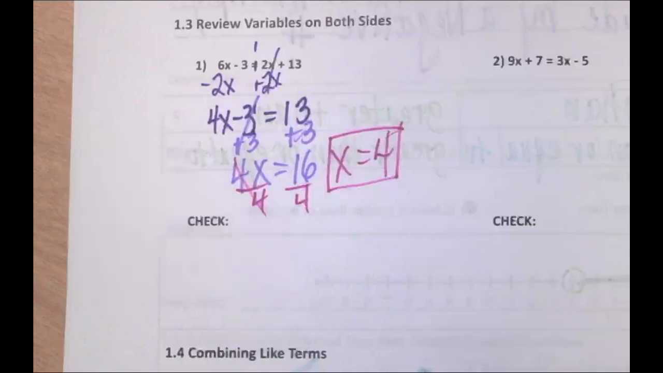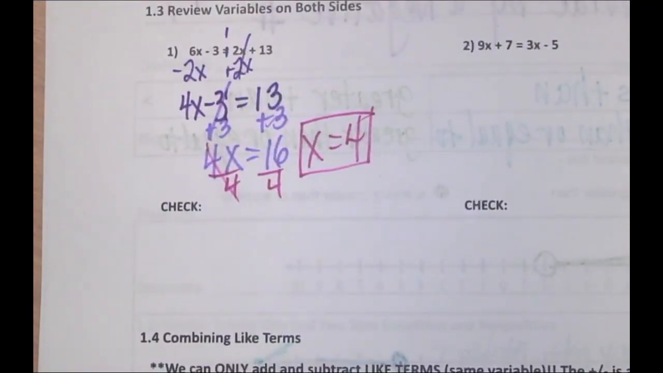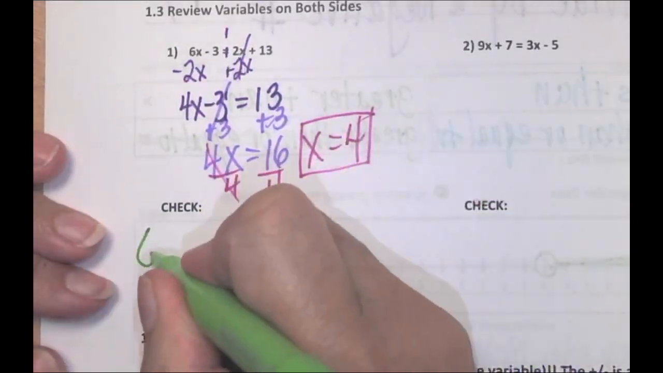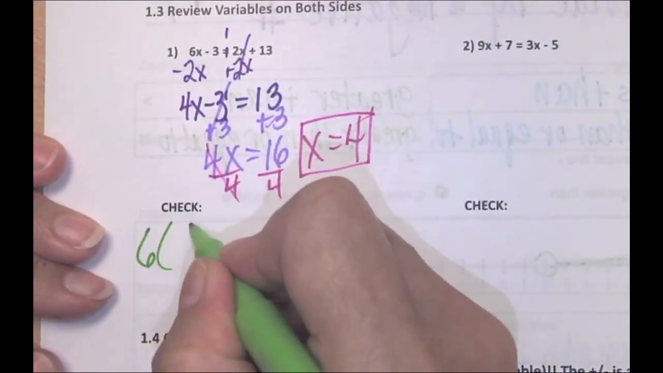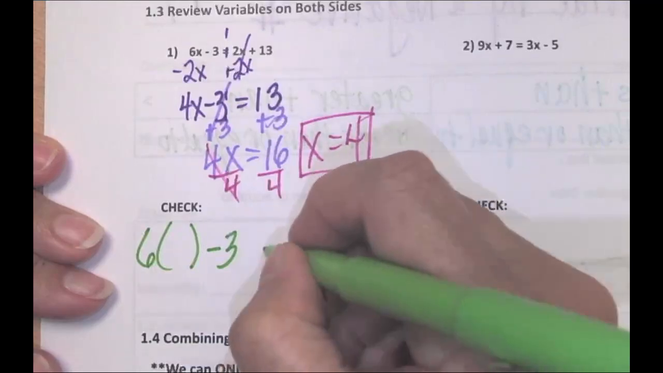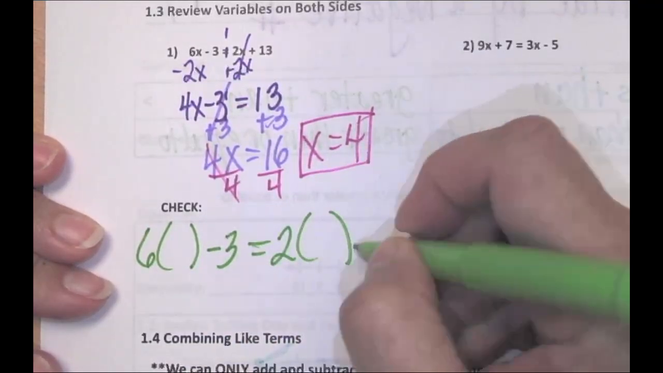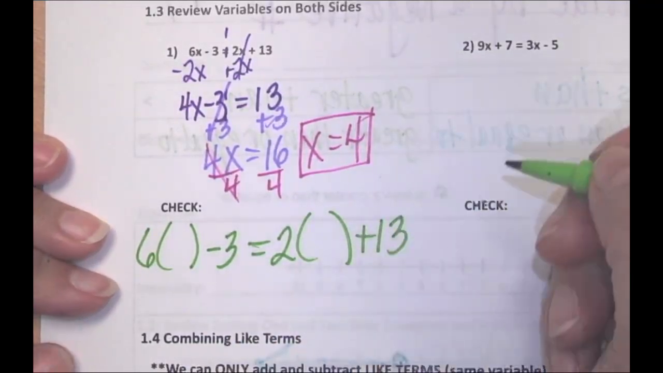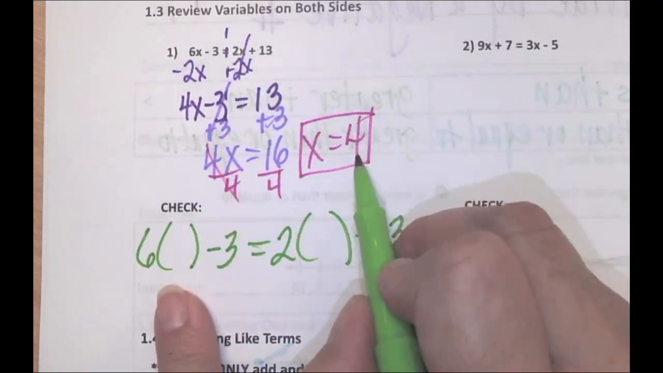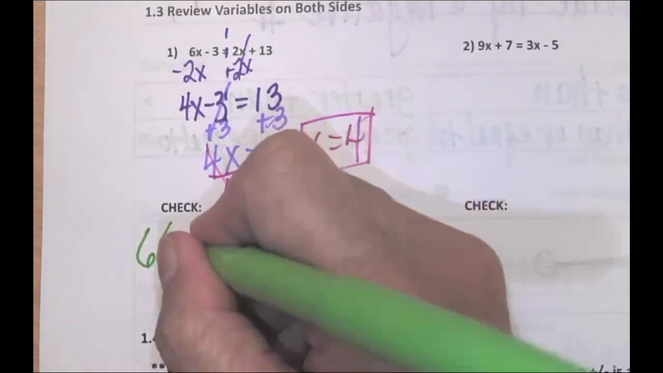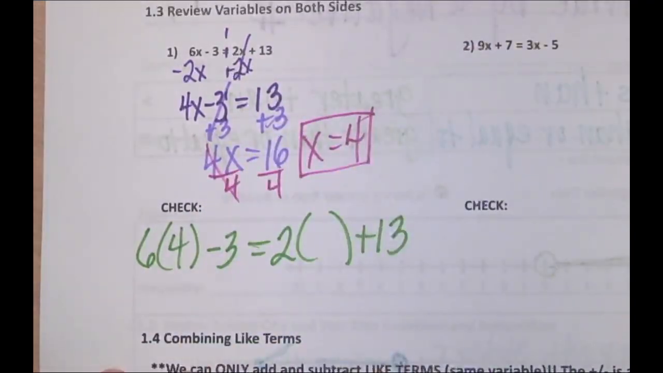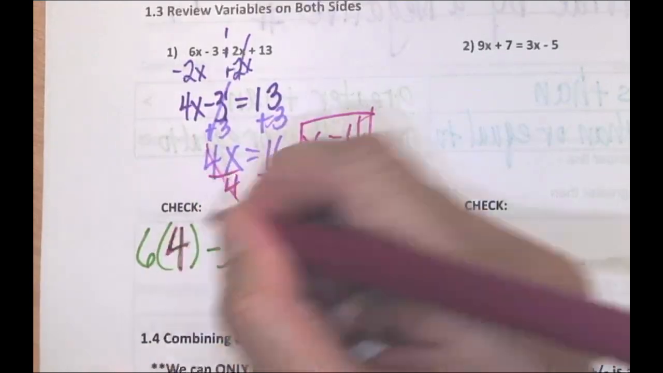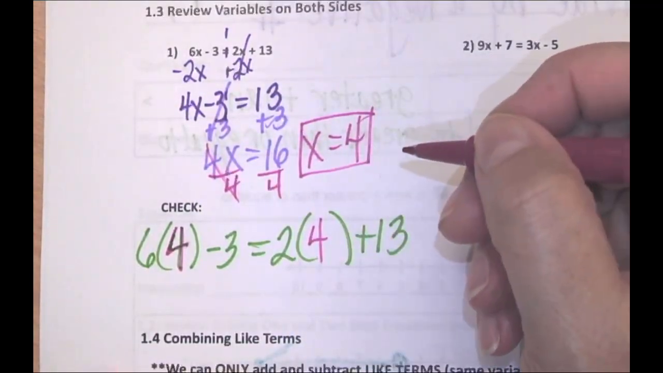Now you don't have to wonder if your answer's right. I want to show you how you can check it if you so desire. So we're going to write down the original equation, but 6x instead of x, I'm going to put these parentheses, minus 3 equals 2x plus 13. So instead of x, let's substitute what we said x is. Put that in a different color. We're going to substitute the 4 because that's what we think x is.